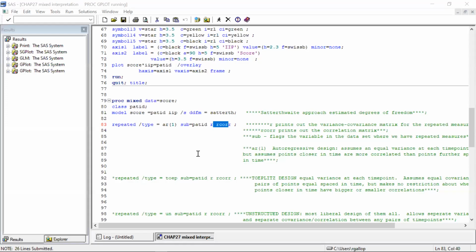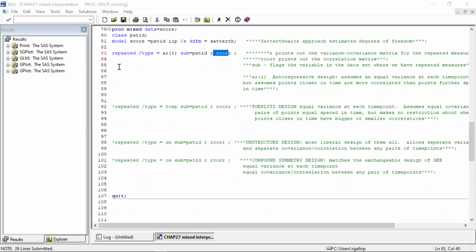So when you go to the share screen, now you can see here on line 83, I'm saying in this case, okay, I'm going to fit a variance covariance matrix which has the autoregressive design. Line 92, a Toeplitz design. Line 98, the unstructured design, and line 101, the compound symmetry design. Right? So they're kind of the big usual variance covariance matrices we use for repeated measures data.